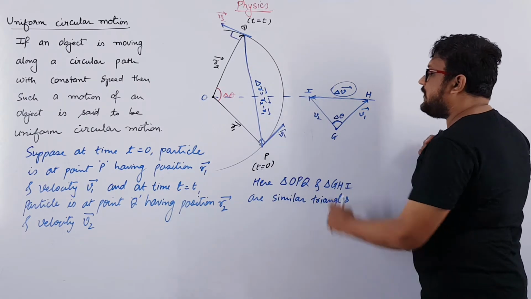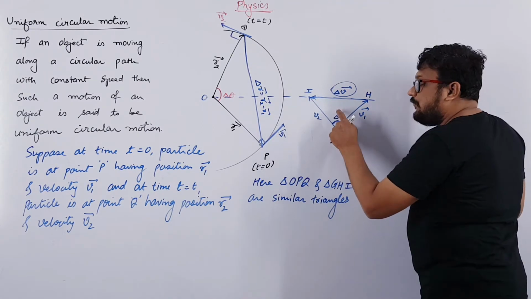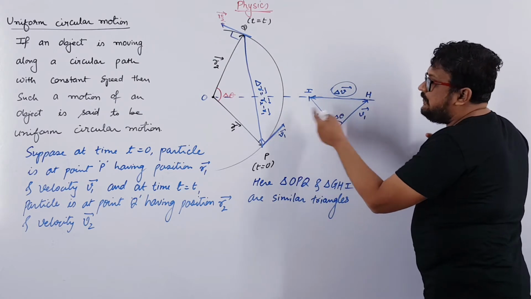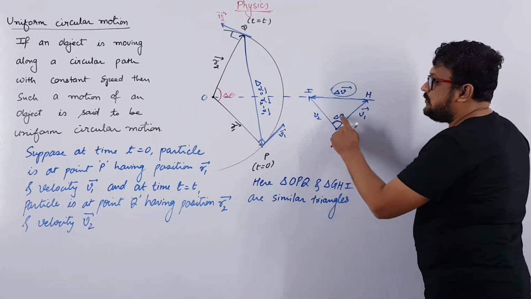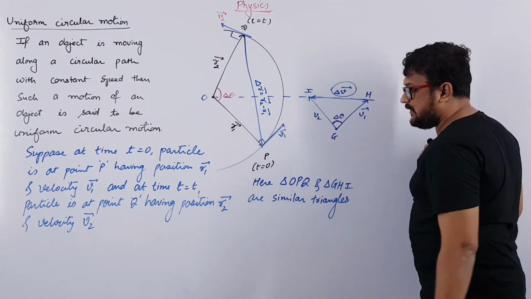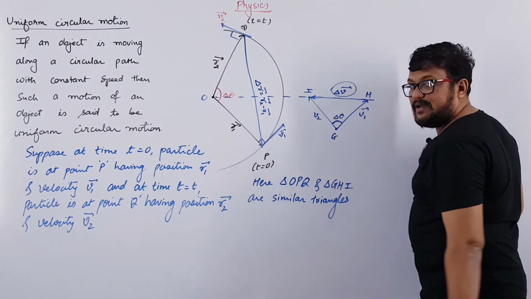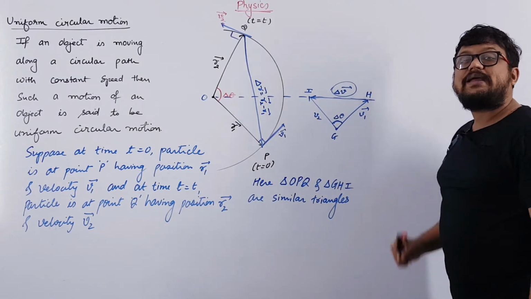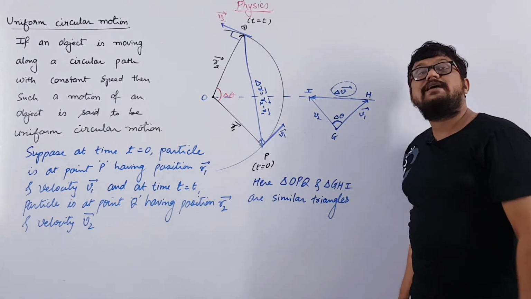You can easily prove that this angle will be delta theta, right? If you want, please tell me. We will discuss in one of our video lectures how this angle is also delta theta. But for the time being, remember this angle will also be delta theta. So these two triangles are similar triangles, and we know that for similar triangles, the ratio of sides is always equal.